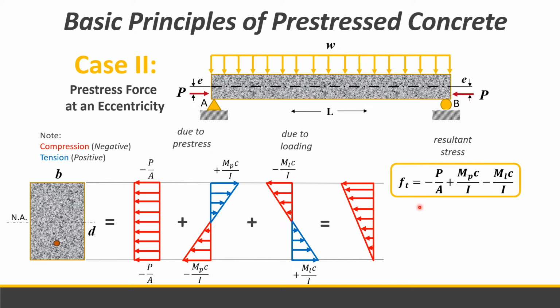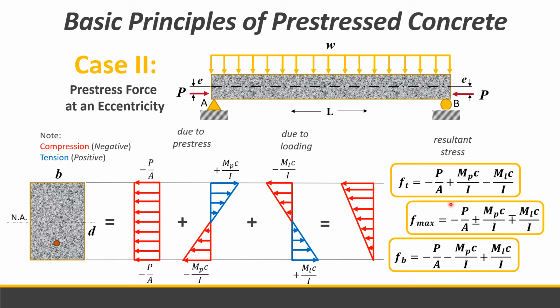So at the top fiber we have negative P over A plus MC over I due to pre-stress and MC over I due to loading. Now at the bottom, FB is equal to P over A minus MC over I plus MC over I. So if you can see, only the sign is the difference, no? So you can create a single equation.